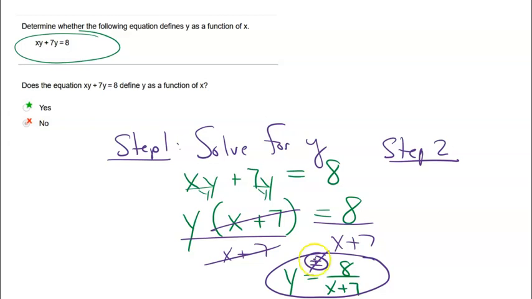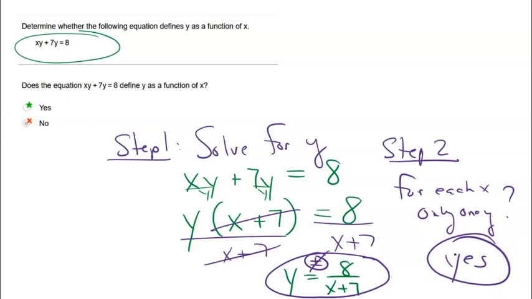So for each x we plug in, we only spit out one y answer. So for each x, is there only one y? And the answer is yes in this case. And again, the simple way to look at that is there's no plus or minus when you solve for y, because you didn't have to take a square root, a fourth root, a sixth root, that sort of thing. So the answer to this is yes.